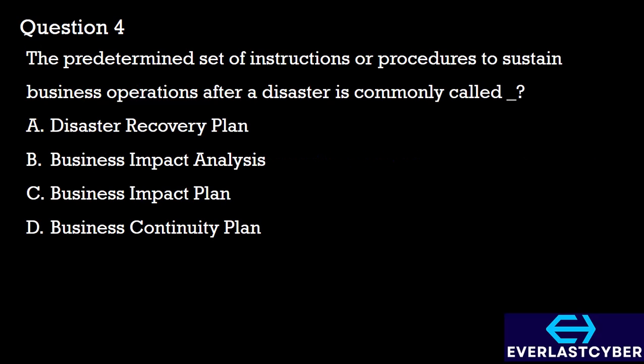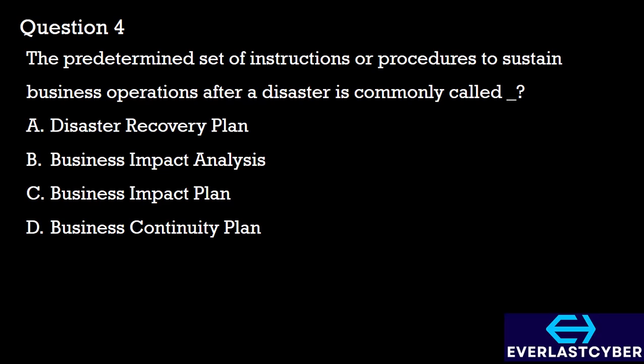Question 4. The predetermined set of instructions or procedures to sustain business operations after a disaster is commonly called A. Disaster recovery plan. B. Business impact analysis. C. Business impact plan. D. Business continuity plan.